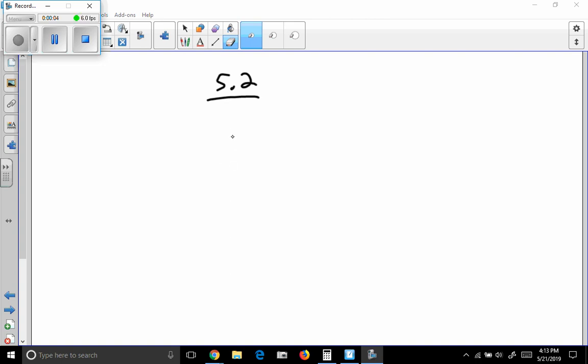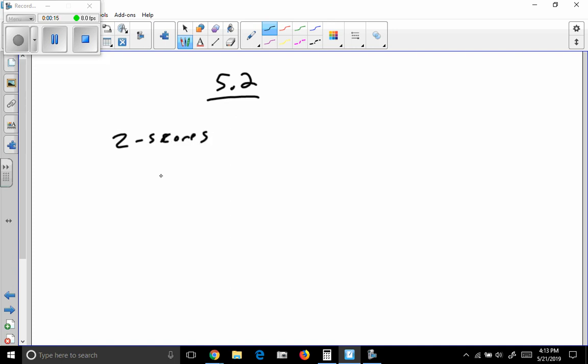5.2 kind of puts together two concepts that we dealt with in 5.1. Z-scores and areas or probability of Z being in particular regions.